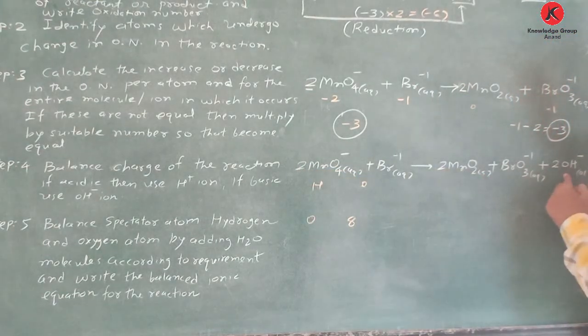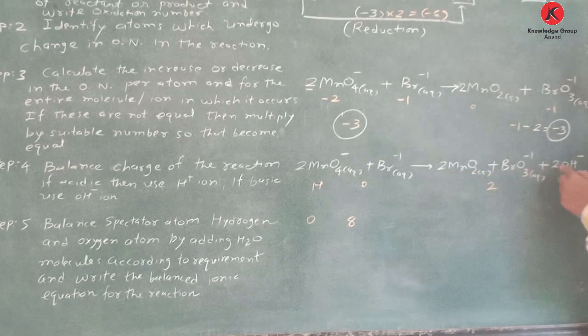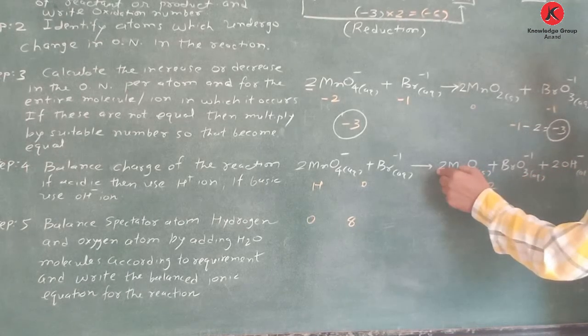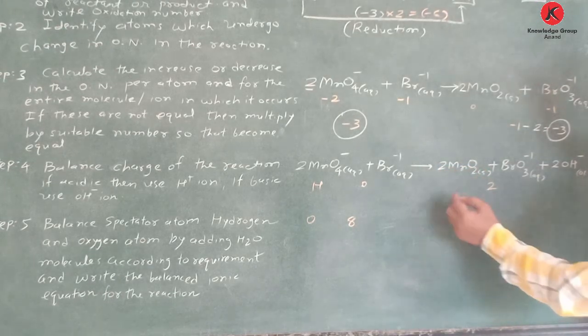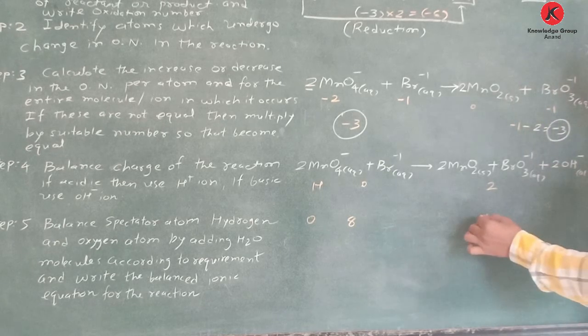Here hydrogen is there. How many hydrogen is there? 2. You see here no hydrogen, here 2 hydrogen. Oxygen: 2 plus 3 is 5, 5 and 2 plus 2, that is total 9. How many oxygen is there? Total here 9 oxygen is there.